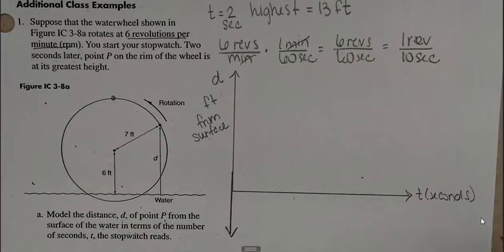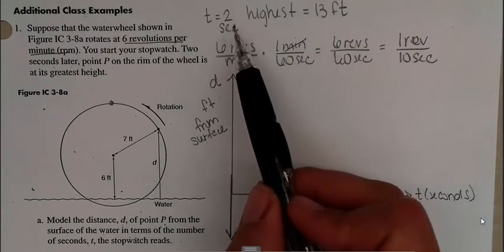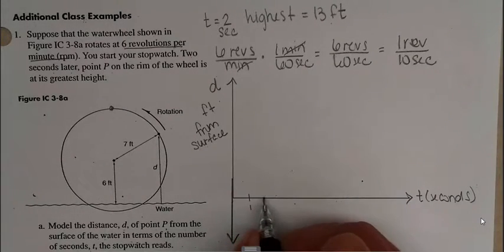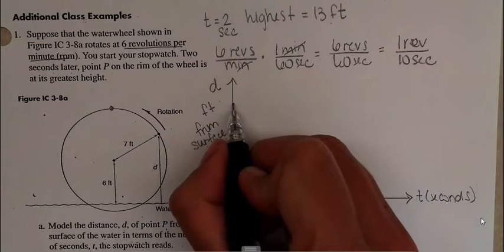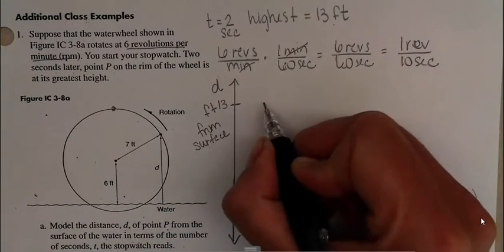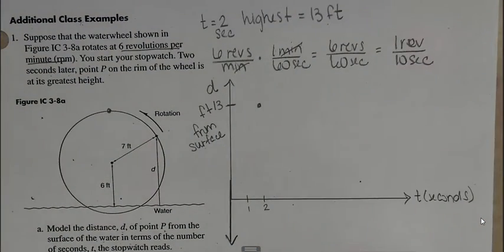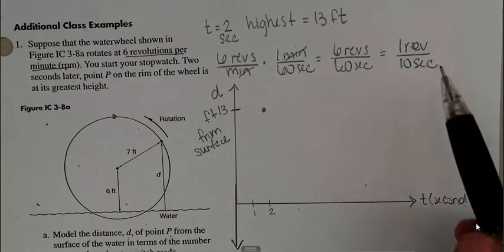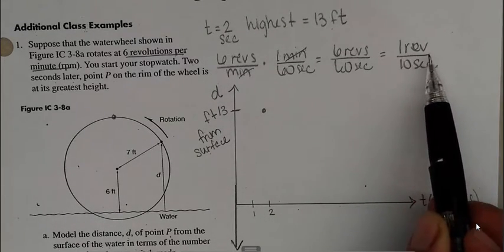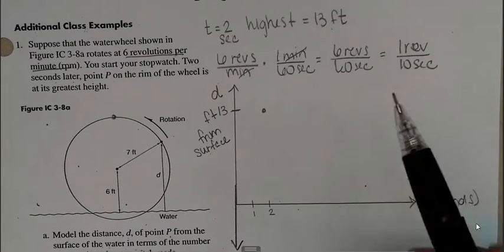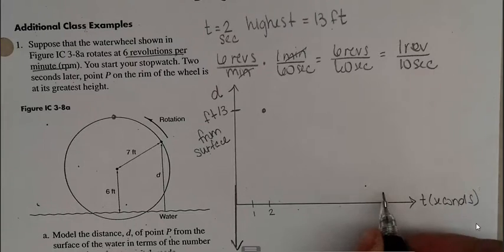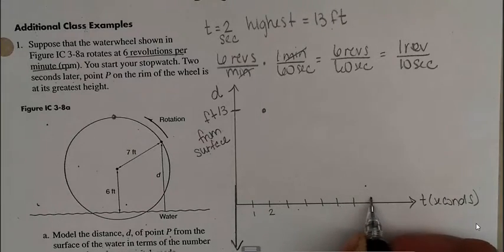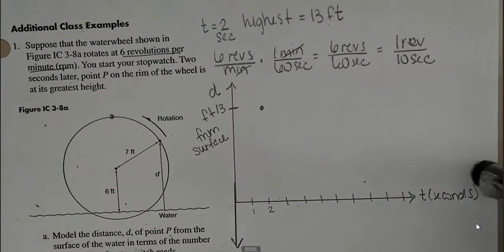All right. Well, let's see. The first thing that I know is that at 2 seconds, I'm at my highest. Okay, so at 2 seconds, I'm at my highest feet, which is 13. So when will I get back up to my highest height? Well, that's going to happen after another whole revolution. And that's going to happen in 10 more seconds. So in 10 more seconds, so at 12 seconds, I'll be back up to 13 feet. And of course, I didn't leave myself enough room.